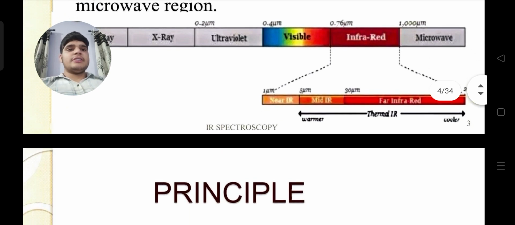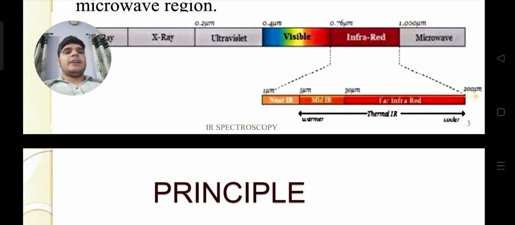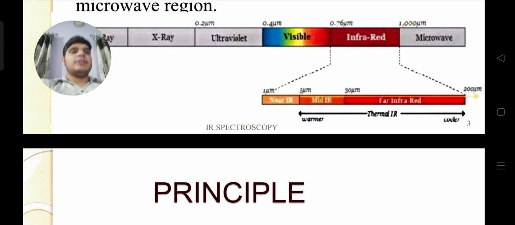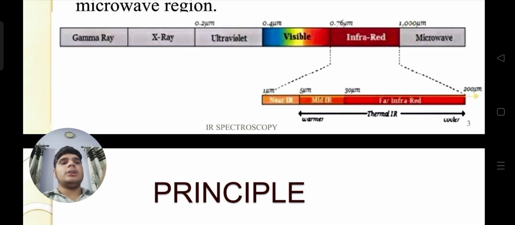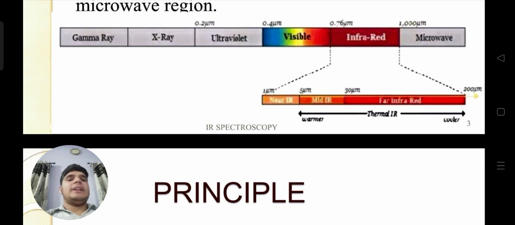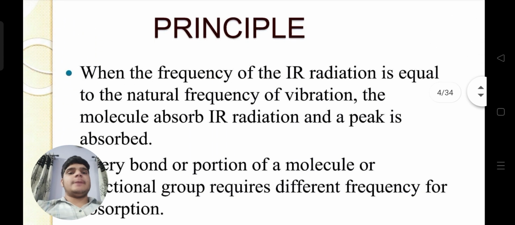It also consists of three parts. First one is near IR, which ranges between 1 micrometer to 5 micrometer. The mid IR ranges between 5 micrometer to 30 micrometer, and the third one is 30 micrometer to 200 micrometer. Let's see the principle of IR spectroscopy.